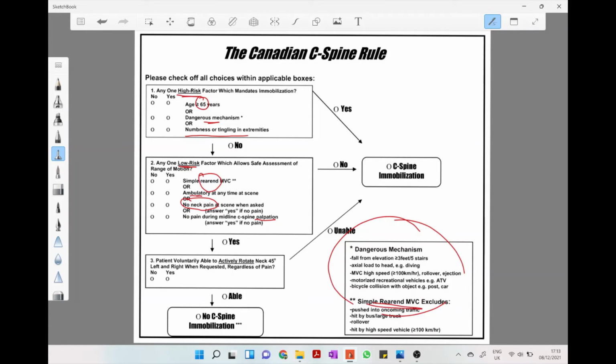If yes, then you can safely assess their neck. So ask them to actively rotate their C-spine 45 degrees left and then right. If they're able to do this, you don't need to immobilise their C-spine and they do not need imaging.